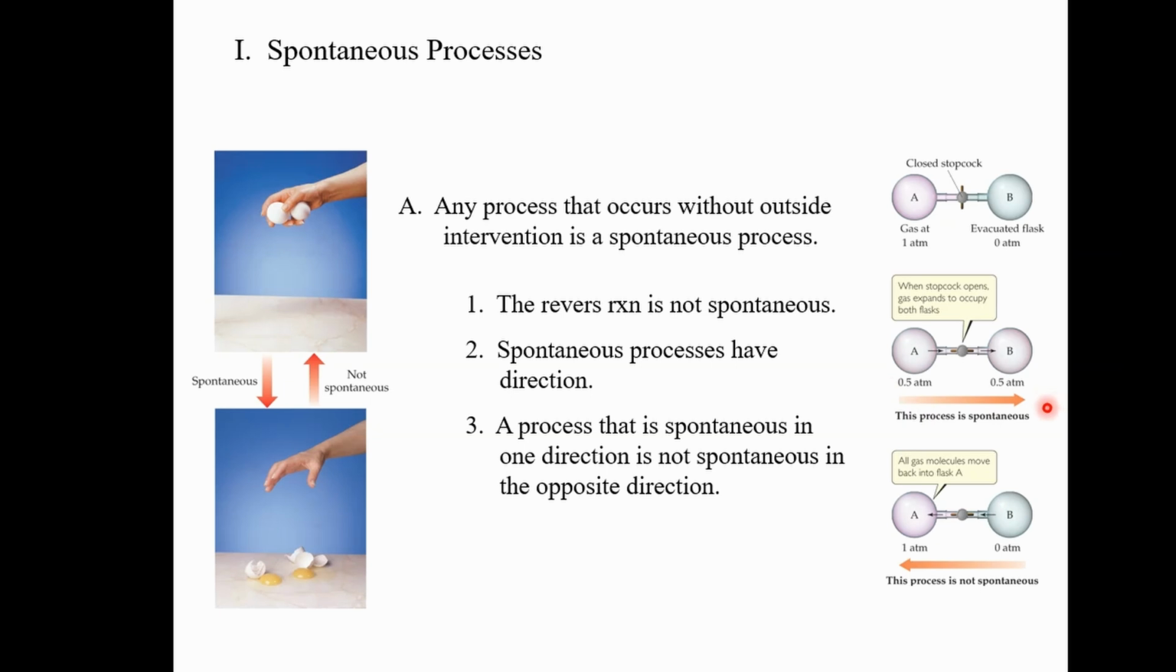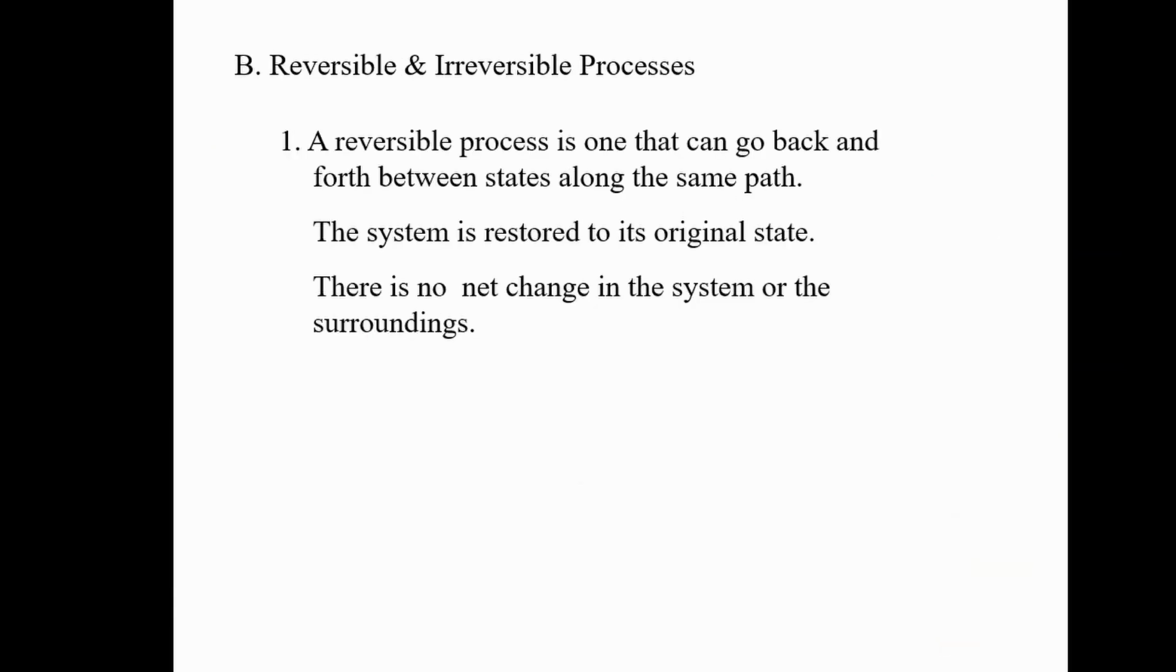This process is spontaneous. If I said stand there and wait with the stopcock, when you see all the gas molecules move back into the original flask, cut it off and trap them, that'd be futile. So, reversible and irreversible processes. A reversible process is one that can go back and forth between states along the same path. The system is restored to its original state. There is no net change in the system or the surroundings. So neither of those first two examples we looked at would be called reversible. What we just looked at is something that's irreversible: the dropping of the eggs, the gas being equalized in the two flasks.